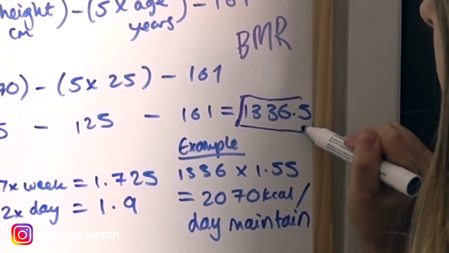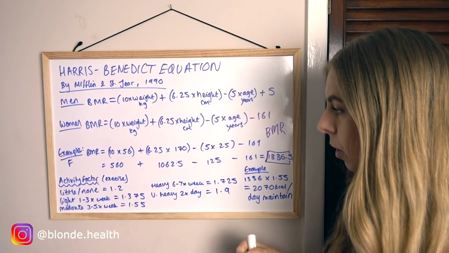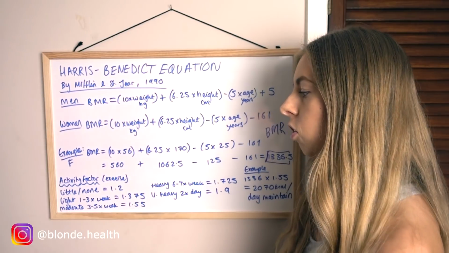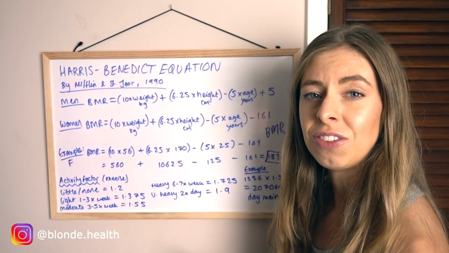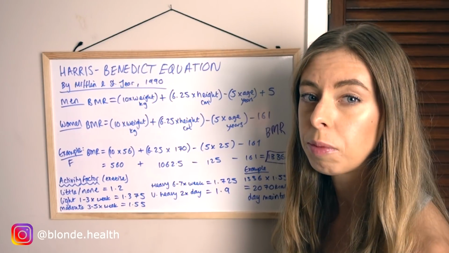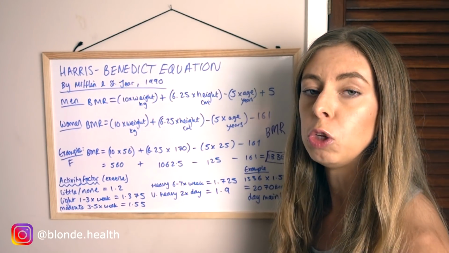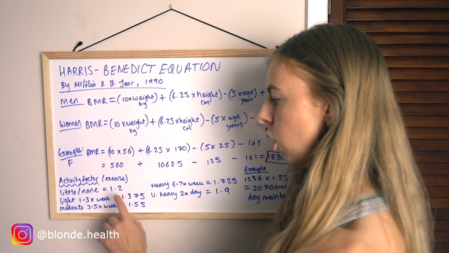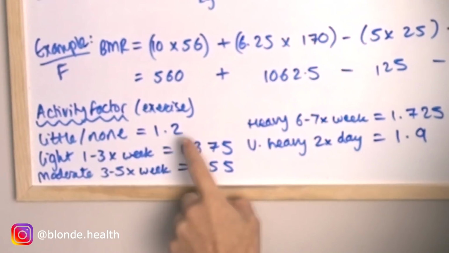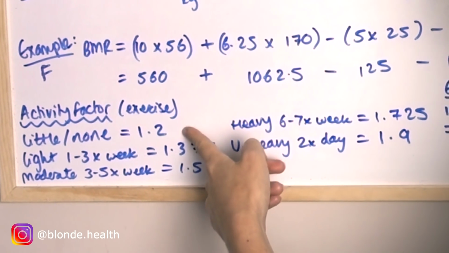So make sure you've worked that bit out first, go and get that number, and then you would times that by an activity factor. So this is going to be dependent on how much activity you do, and this is based on exercise, so you are going to have to guesstimate a bit here if you don't exercise but you are quite active.